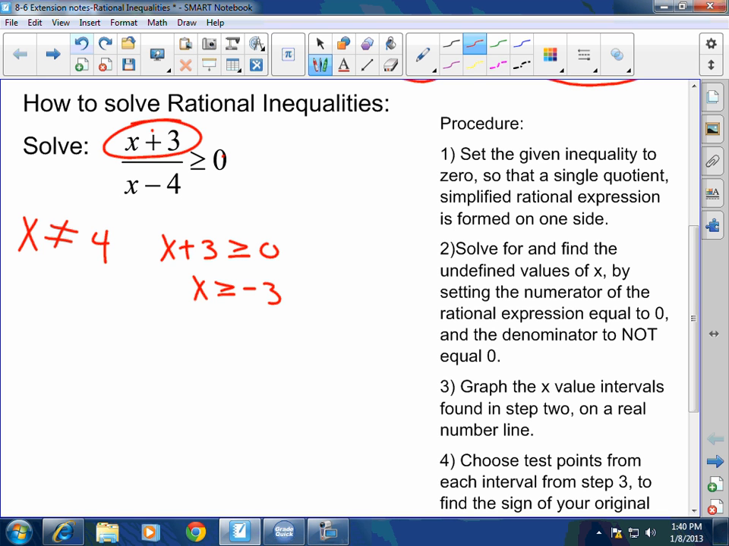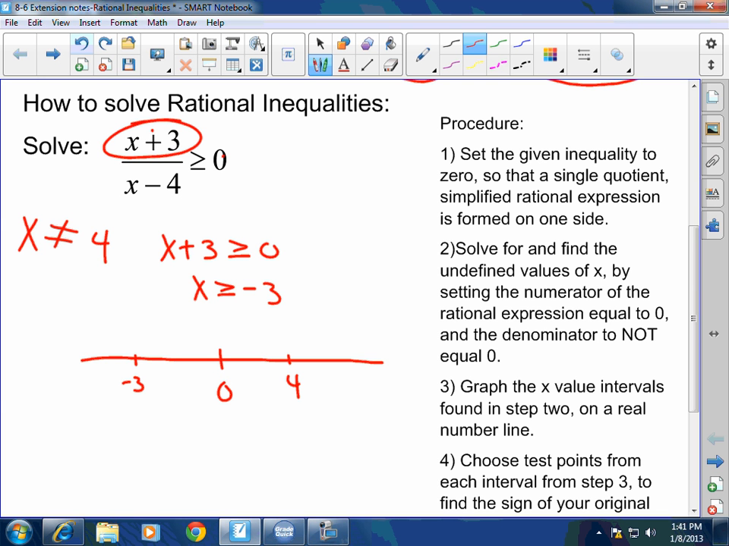So let's see what we got here. I know that x is greater than or equal to negative 3, right, but not equal to 4, all right? So what we're going to do is we're going to try to graph these values. So let's go ahead and make a little graph. Here's my 0. Here's my negative 3. Okay, and let's just put a 4 here because the 4 is going to be there.